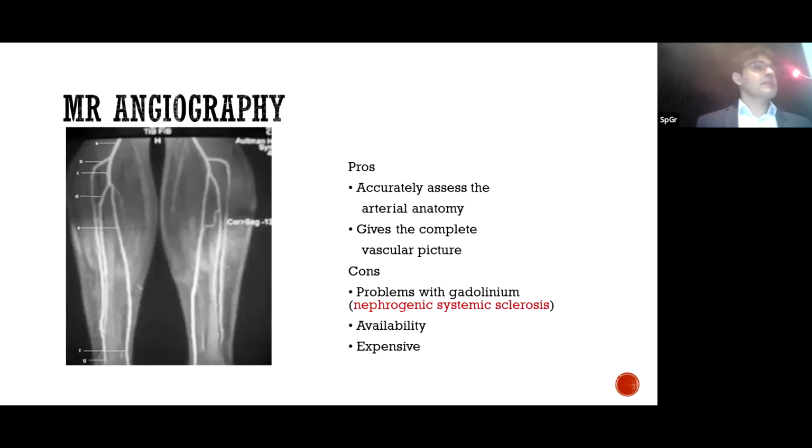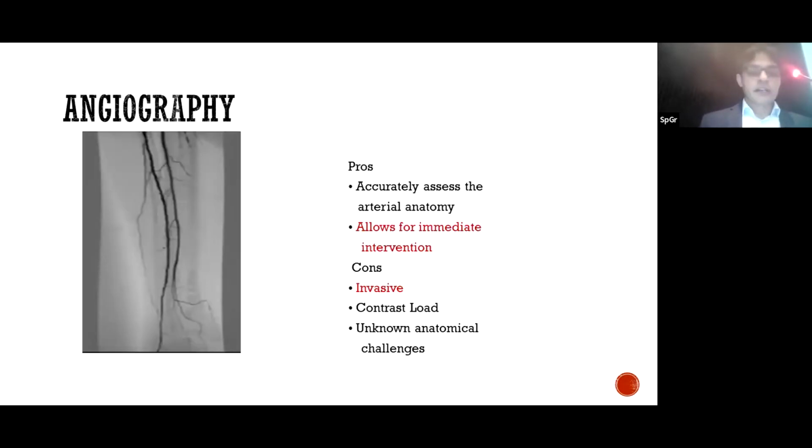MRA is a better test than CTA. It also has some contrast-related issues. It is expensive and not available everywhere. Angiography can accurately assess the arterial anatomy. In addition to diagnosis, it also allows for immediate intervention. It is invasive.